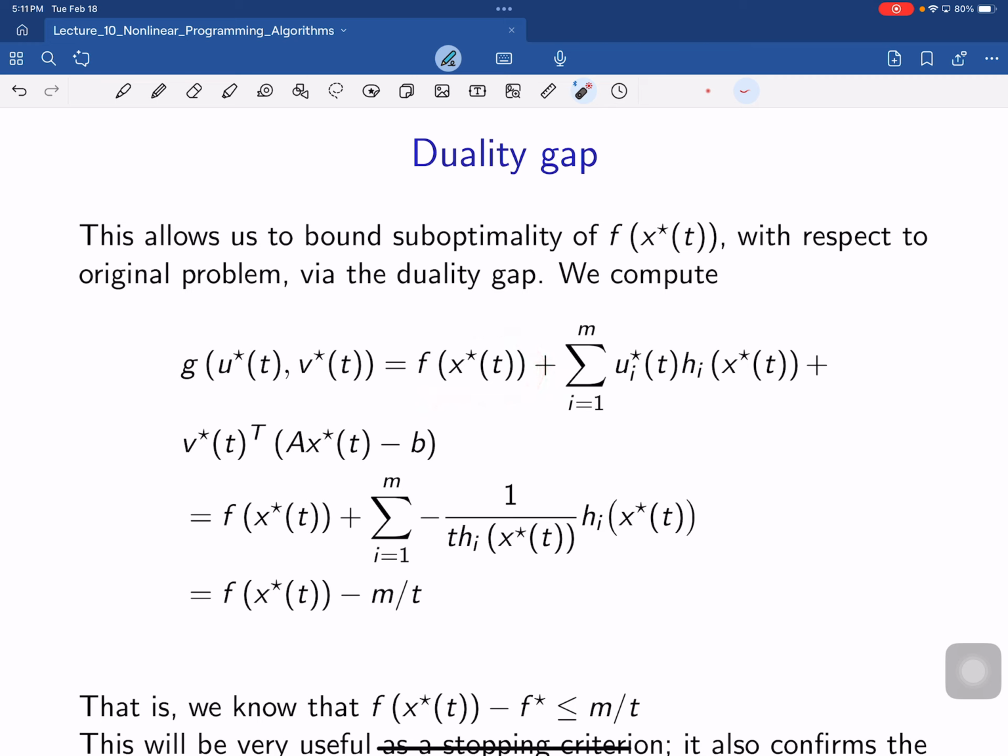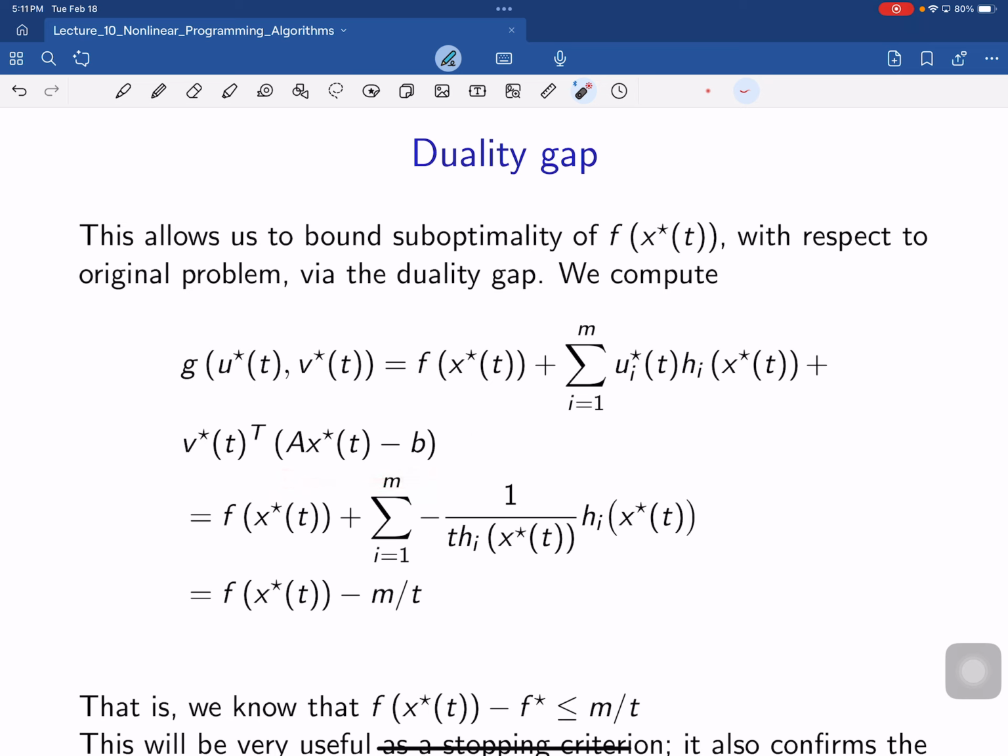Then what we have here is f(x star) plus u star times h_i(x star), and then this Lagrangian term for the equality constraint. Okay. And since x star is a feasible solution to the log barrier problem, right? So Ax star minus b equals 0, right?